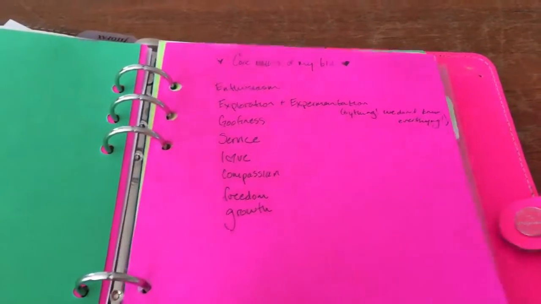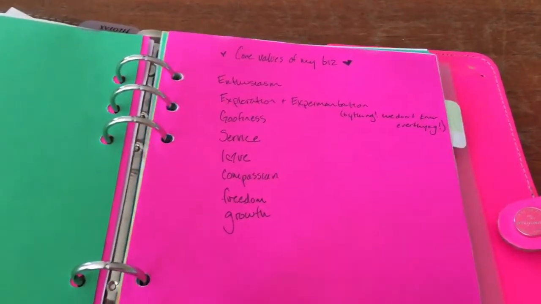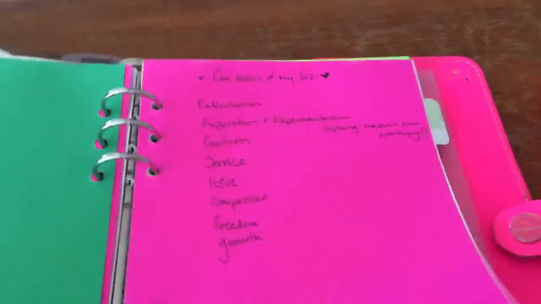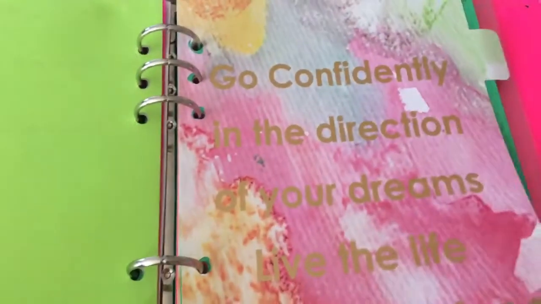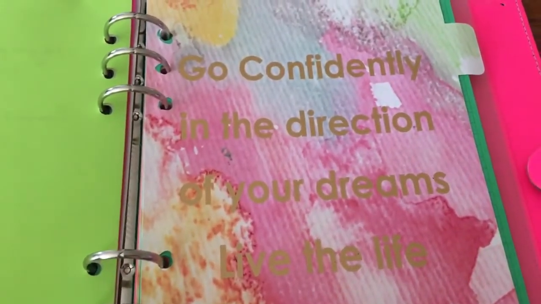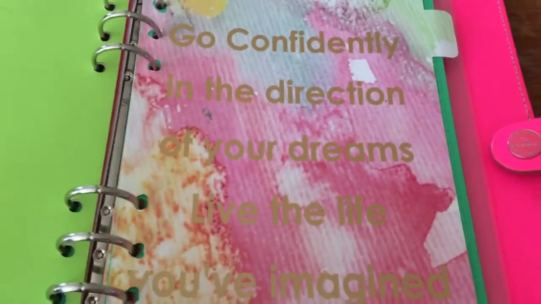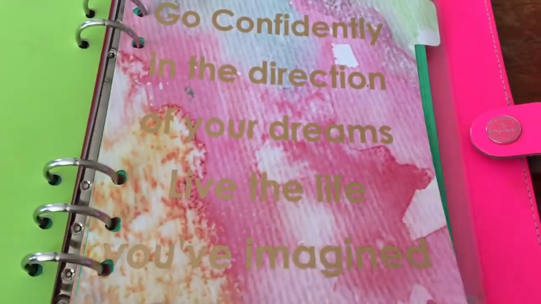This just keeps me focused on what really, really matters. And I like to start my day by looking at them. Then I just have some notes to myself in there, a little cheeriness. And I got these dividers. I'll link to where I got these dividers. I got them from an Etsy shop. The quote is, go confidently in the direction of your dreams, live the life you've imagined.